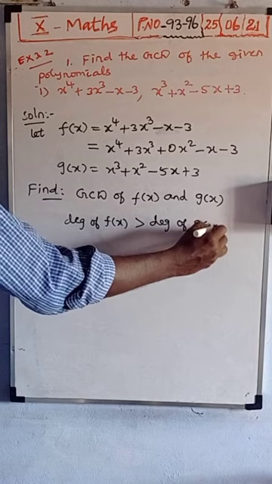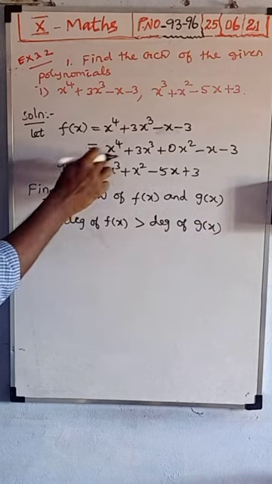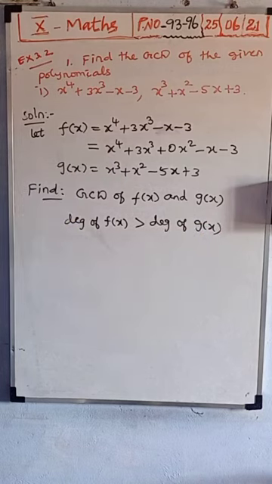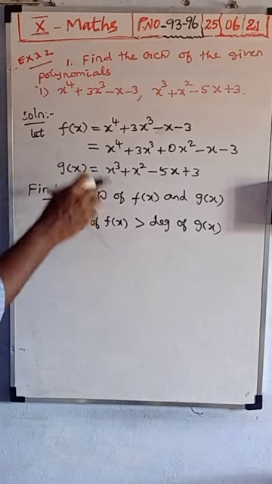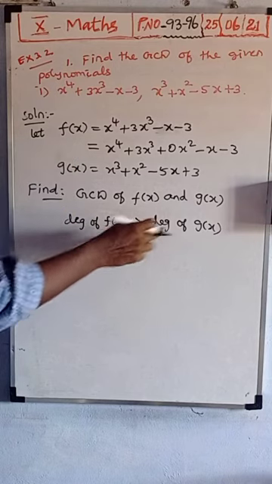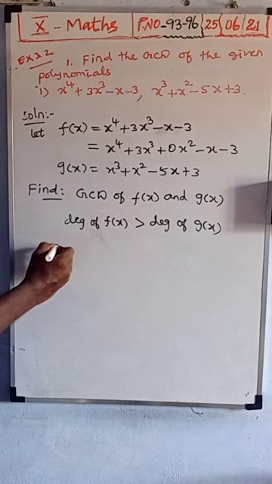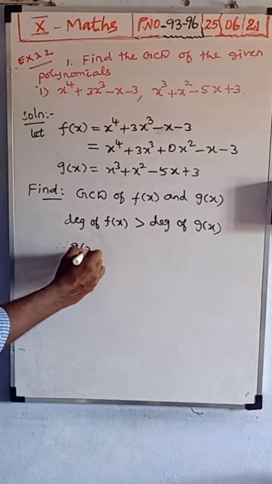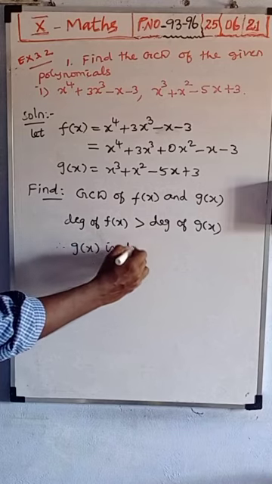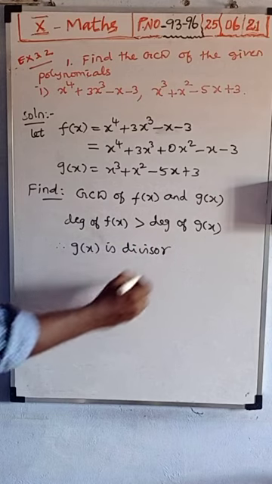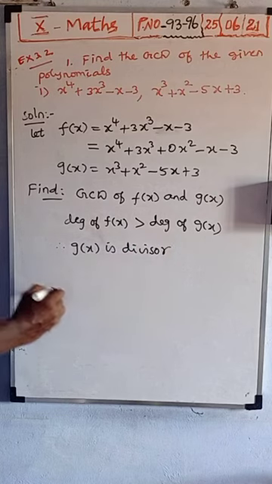Yes, so this degree is the highest because the power is 4 here and cube only there. Then here degree of f of x is greater than degree of g of x. Therefore, g of x is the divisor. G of x is the divisor. Now use long division, you should divide.